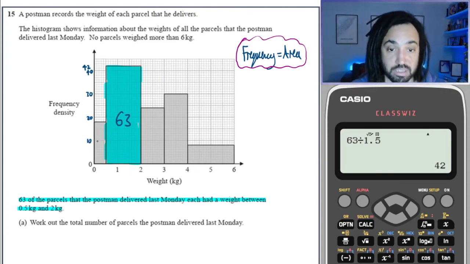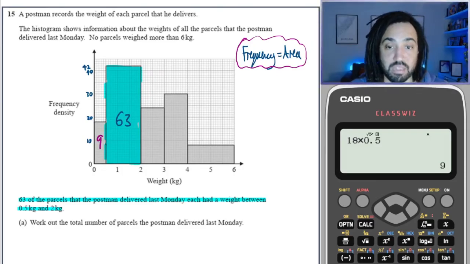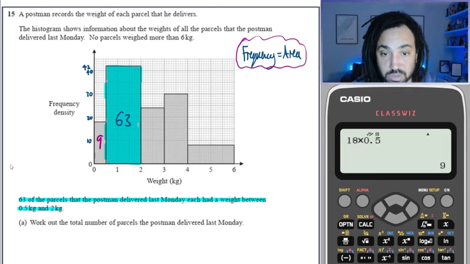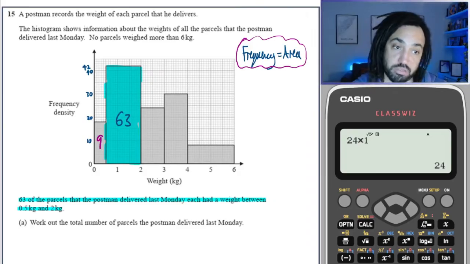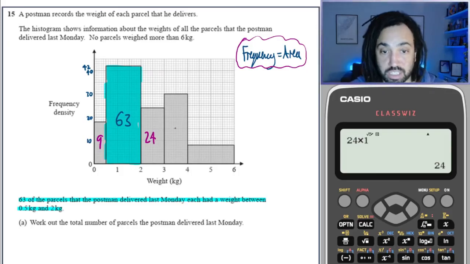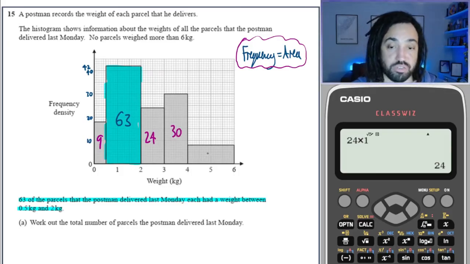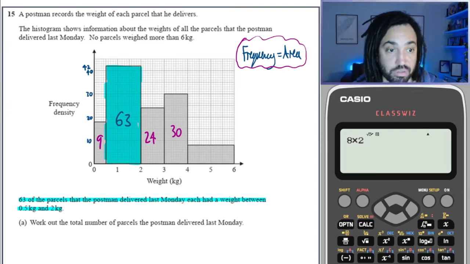So that to me looks like 18, so that is 18 times 0.5, which is 9. This next one has a height of 24, and it has a width of exactly 1, so 24. This one has a height of 30 and a width of 1, so 30. And this one has a height of 8 and it has a width of 2, so 16.